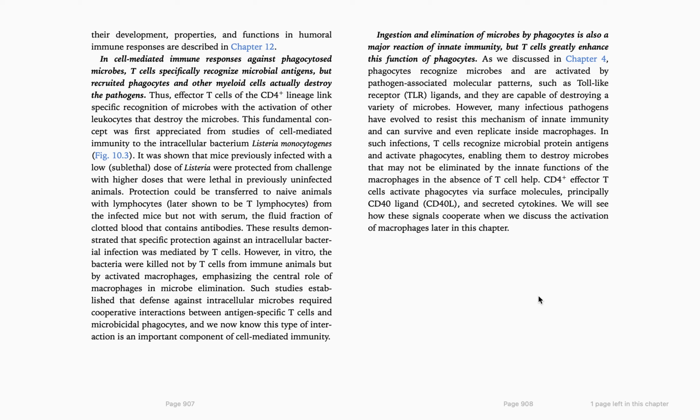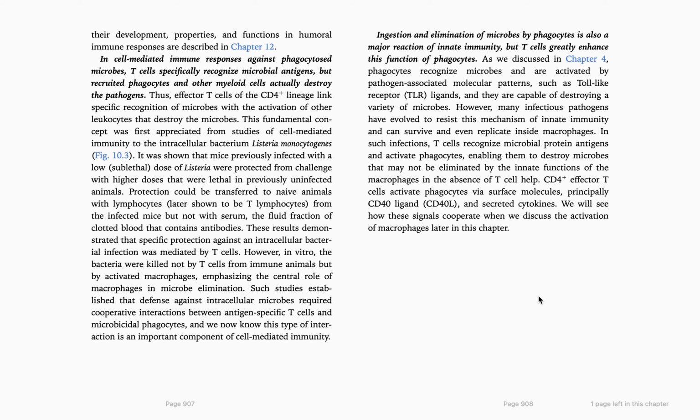In cell-mediated immune responses against phagocytosed microbes, T cells specifically recognize microbial antigens, but recruited phagocytes and other myeloid cells actually destroy the pathogen. Thus, effector T cells of the CD4 plus lineage link specific recognition of microbes with activation of other leukocytes that destroy the microbes. This fundamental concept was first appreciated from studies of cell-mediated immunity to the intracellular bacterium Listeria monocytogenes. It was shown that mice previously infected with a low, sublethal dose of Listeria were protected from challenge with high doses that were lethal in previously uninfected animals.